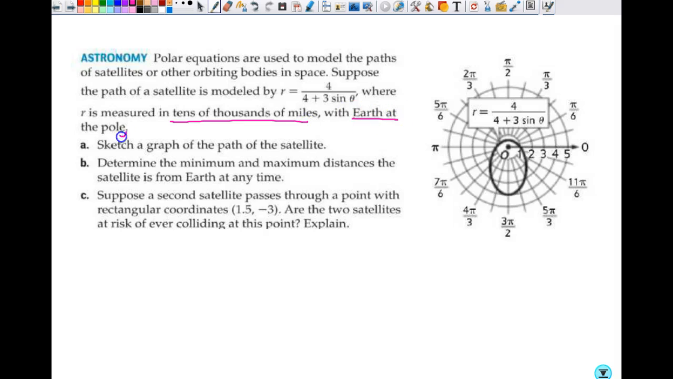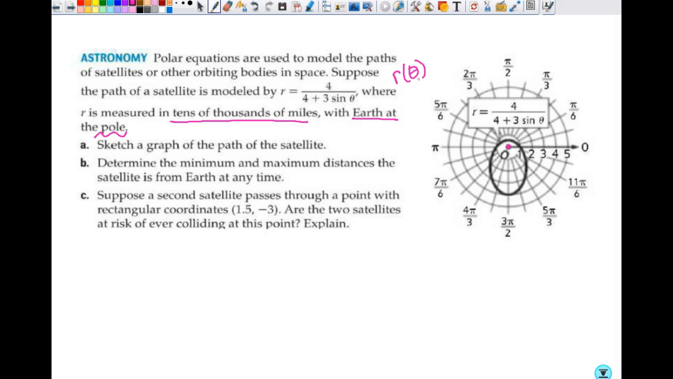So Earth is the pole. That means this is Earth right there. Part A says to graph it. I didn't want us to have to graph it. It would have been all wonky and whatever, and we hadn't really talked about ellipses anyway. And so this r equals, this is basically r of theta. Think about that. It's like f of x type of thing. So we have this graphed.